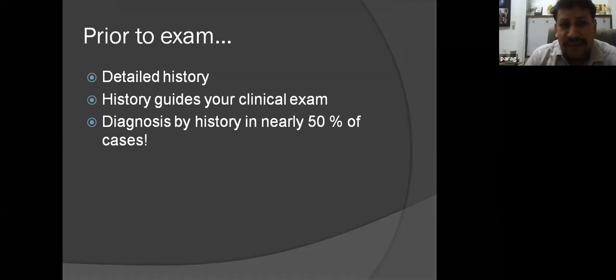So first of all, ask a detailed history. That will guide you to your examination. So if your history is suggestive of a rotator cuff tear, then we do not necessarily do tests for recurrent dislocations, because that's not the pathology. That is how your history should guide you. You may inquire about whether there are any dislocations or not, but it is the history that guides your clinical examination.